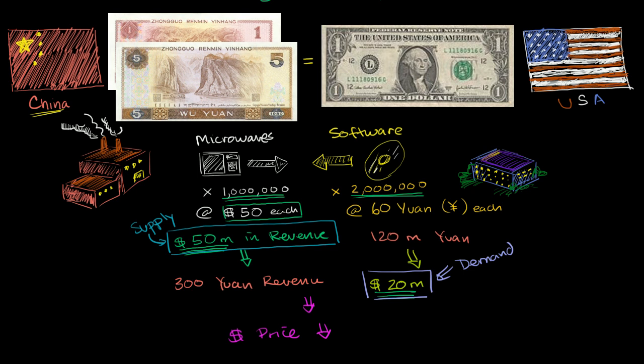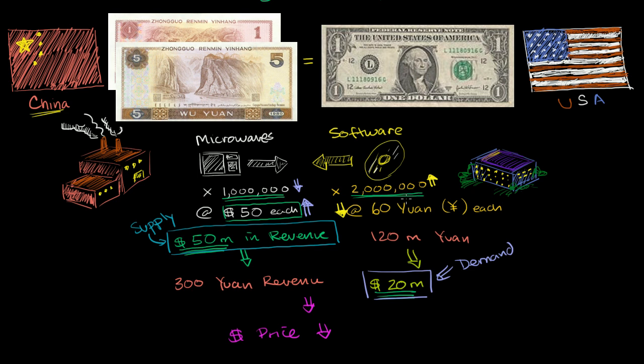Now, all of a sudden, the Chinese manufacturer has to raise the price on the microwaves, because he's getting less yuan per dollar. He needs to cover his costs. But if he raises the price, he's going to reduce the demand. He's going to sell fewer microwaves. The American software producer can actually lower the price in yuan because he's getting more dollars per yuan to cover his costs. So he could lower the price here and get the same number of dollars. But if he lowers the price, he's actually going to up the demand.